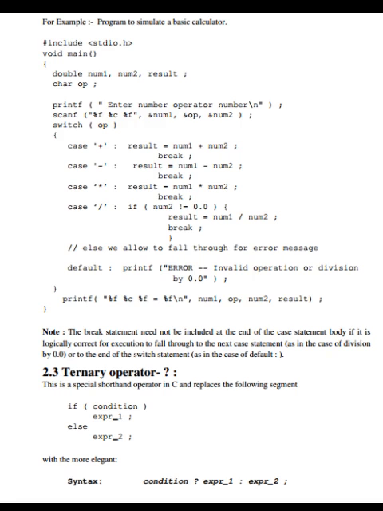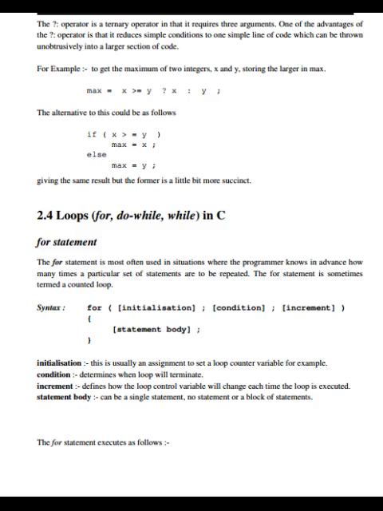Now let us see the ternary operator. This is a special shorthand operator in C and replaces the following statement. See the syntax with the more elegant form. The question mark colon operator is a ternary operator in that it requires three arguments. One of the advantages of the ternary operator is that it reduces simple conditions to one simple line of code, which can be thrown unobtrusively into a larger section of code.